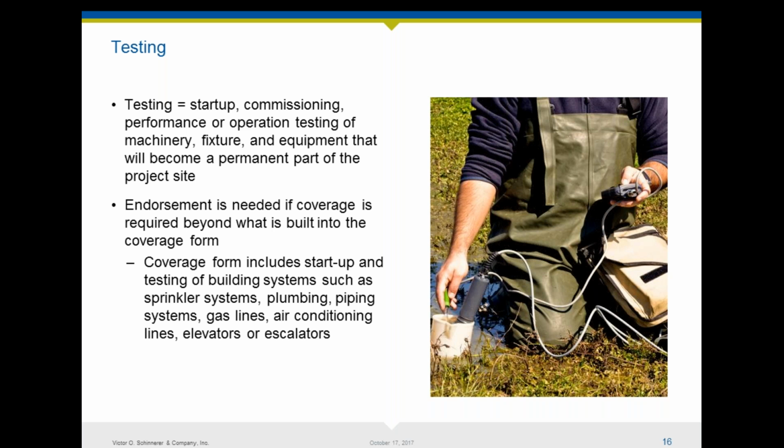If they need more than that, so maybe it's large machinery or equipment that's being installed, we do have testing startup for that.